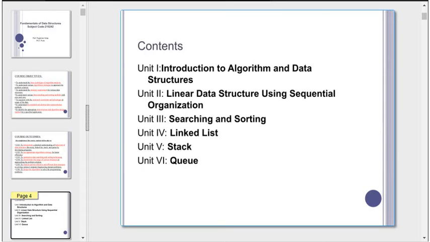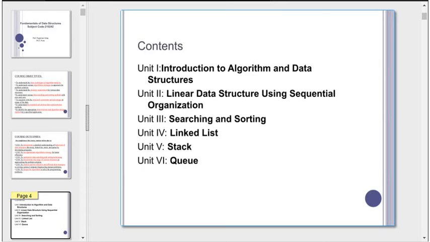So the first unit will give you the introduction to the algorithm. What are the different tools for writing the algorithm? Along with that, we will see that for one problem you can have different algorithms, so we have to analyze the algorithm. Which algorithm is better? Which algorithm is average performance wise? Which algorithm is worst performance wise? And we will see the introduction to the data structure in this Unit 1.